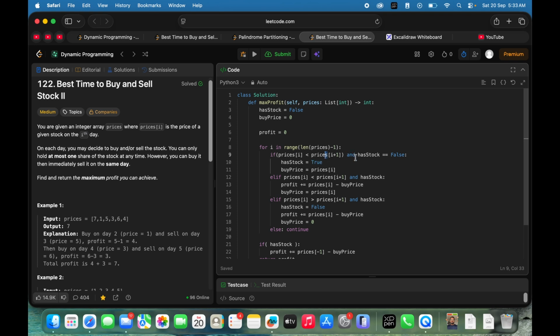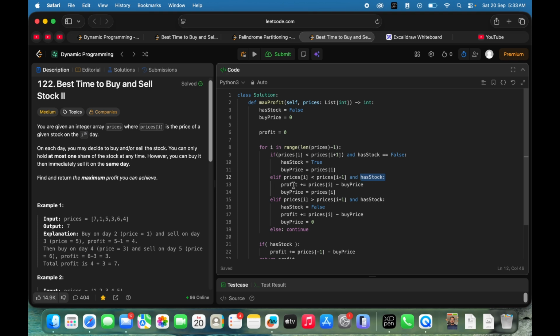But can we buy today? That depends on this have stock variable, right? If we don't have a stock, we can directly buy. We will say have stock is true now. We have bought it and the buy price is the current day's price. But in case we have a stock, we already bought a stock, what to do?